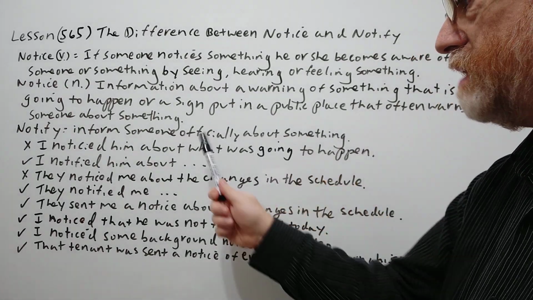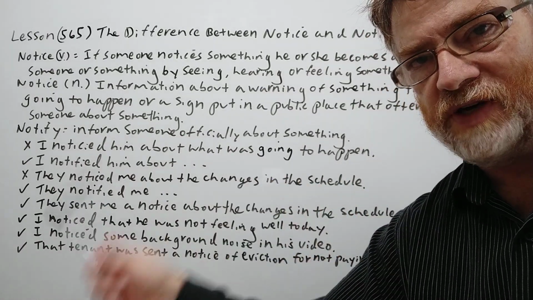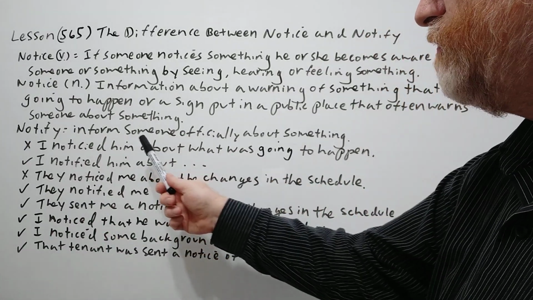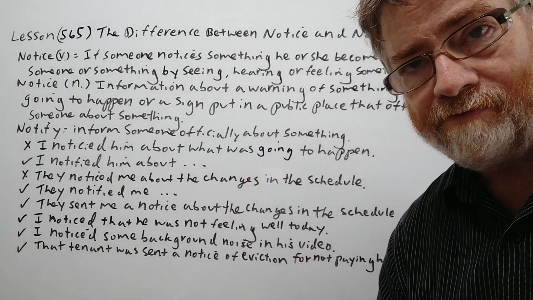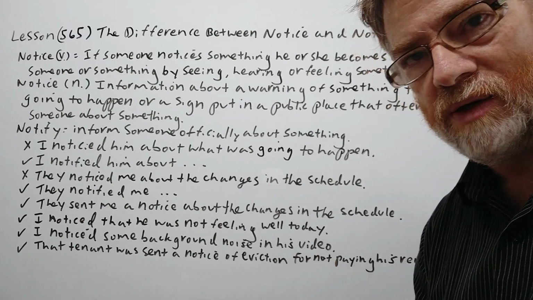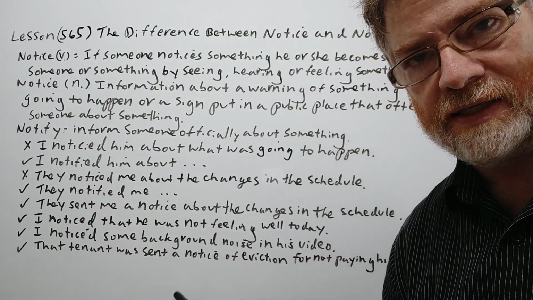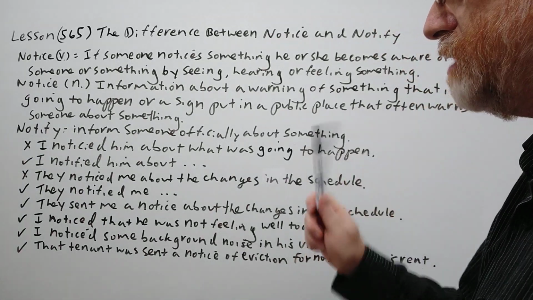All right, let's go on. So notify means to inform someone. So you're actually telling. If you're doing the act of telling, it's to notify. To inform someone officially about something could be a warning, but it could just be about a change in rules or policy, or just about some event that's coming. It could be about anything like that. All right, let's continue. Let's look at the first one.